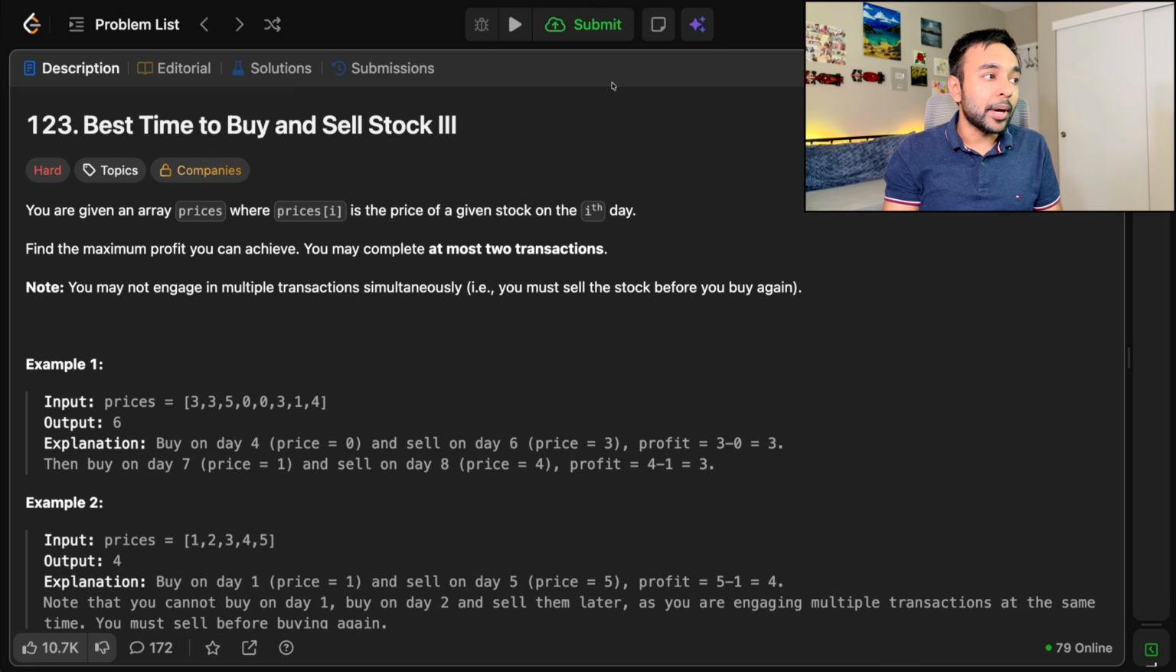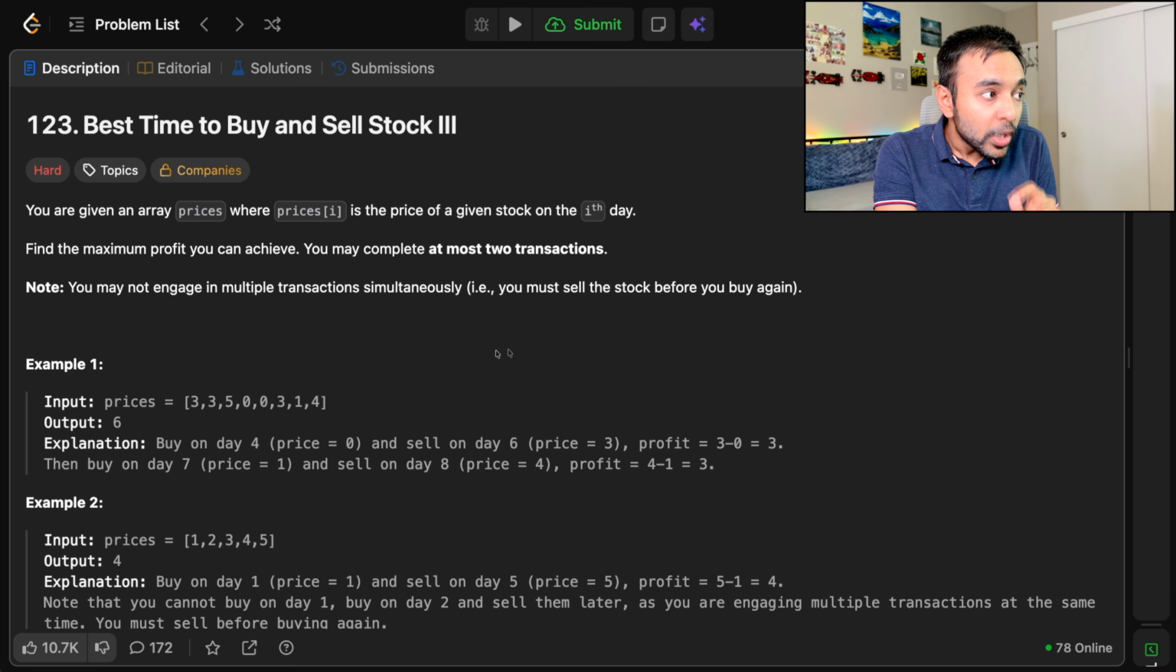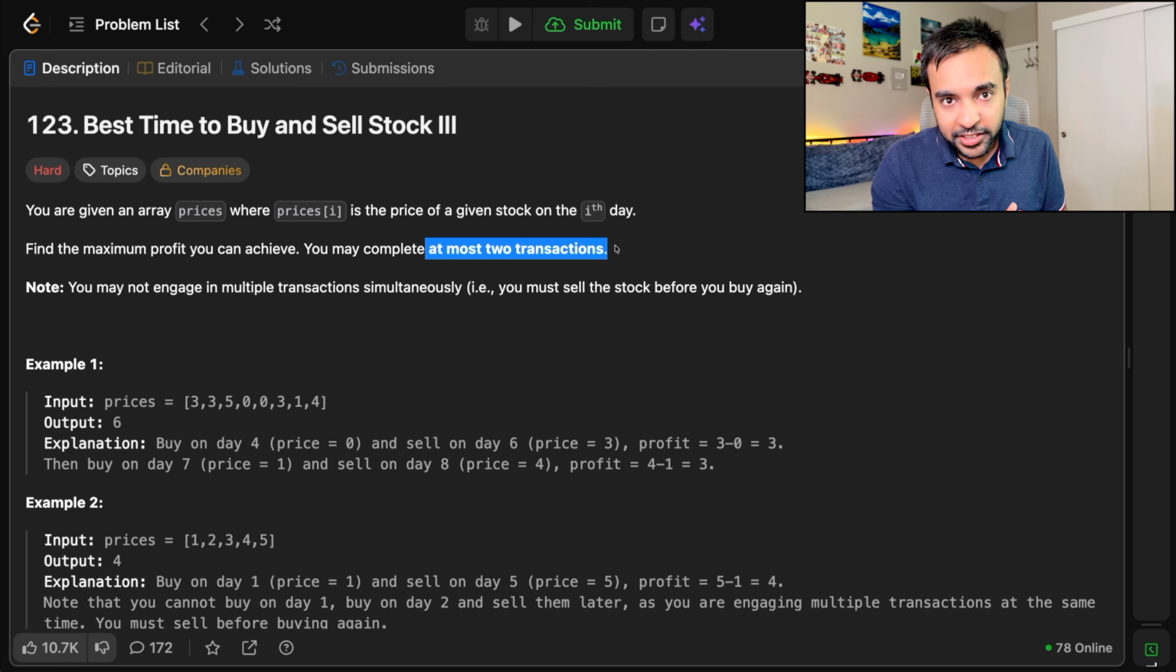Now comes the interesting part. This is the third part and notice that it is a hard problem. Also important, this problem has been liked by more than 10,000 people. It means it is really an interesting and an important problem to solve. So, how do things change over here? Well, the premise is again the same. You are given an array prices where each value determines the price on the ith day. The catch over here is that given all of these values, you can do at most 2 transactions.